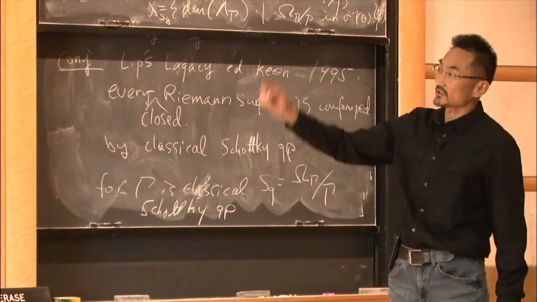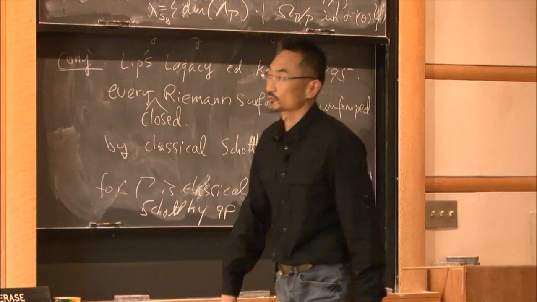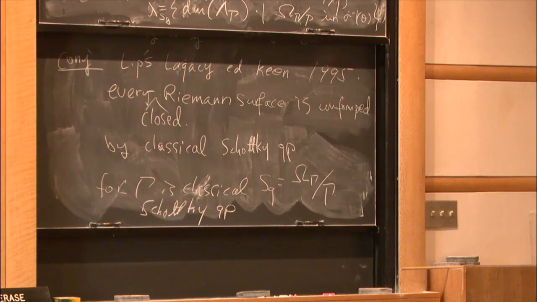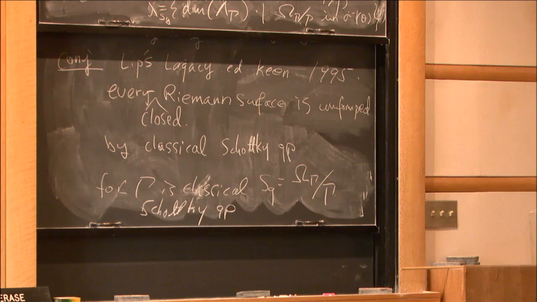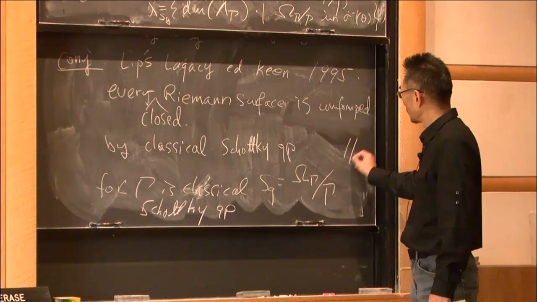Schottky just means any closed Jordan curves. Classical actually picks out a subset of that, which means that you can pick out generating circles for your group, rather than just arbitrary Jordan curves, and that's it. Of course, this is an old question.